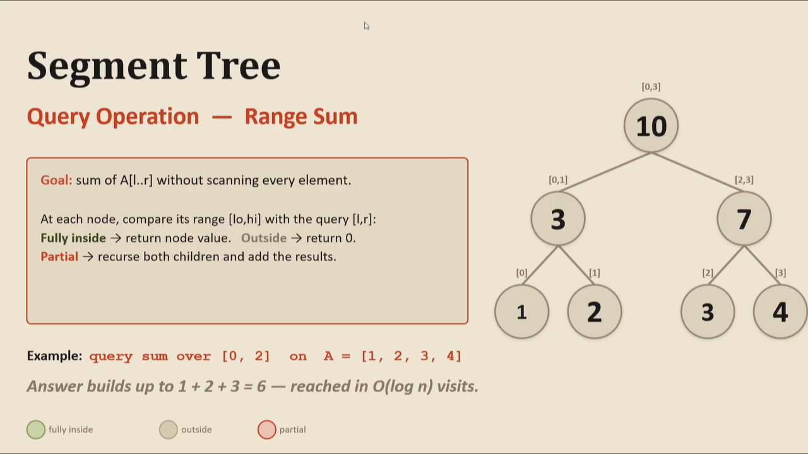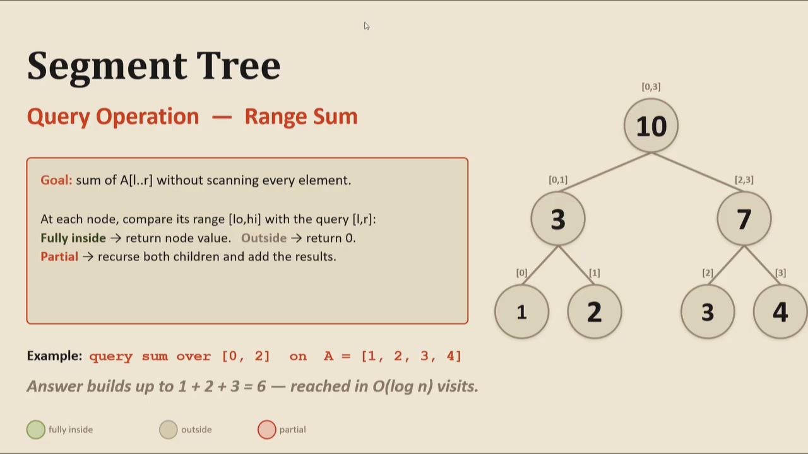The problem is simple to state. Given an array A, find the sum of all elements between index L and index R. The naive approach scans every element in that range, which takes order of n time. A segment tree does the same thing in order of log n, and the key to that is how the query traversal works.